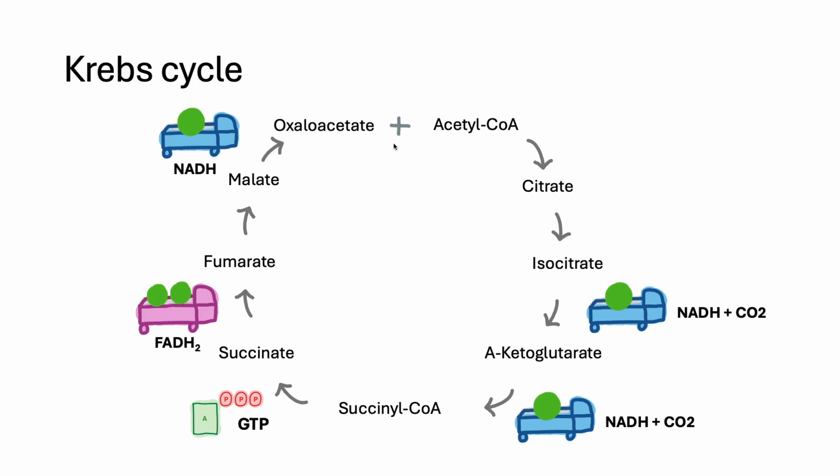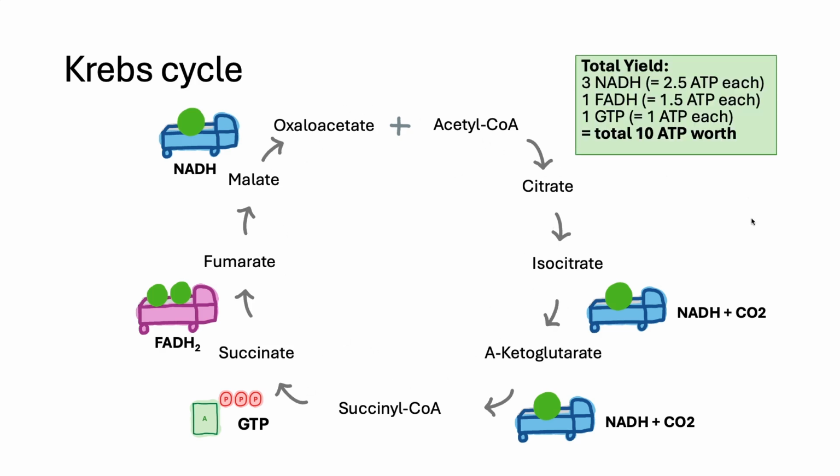And then we're back here, ready again to react with more acetyl-CoA, and it goes around and around and around. And that's why we call it the Krebs cycle. And the total yield is 3 molecules of NADH, which is worth about 2.5 ATP each, 1 molecule of FADH2, and 1 GTP. So you generate about 10 ATP molecules worth. And so this is the Krebs cycle.